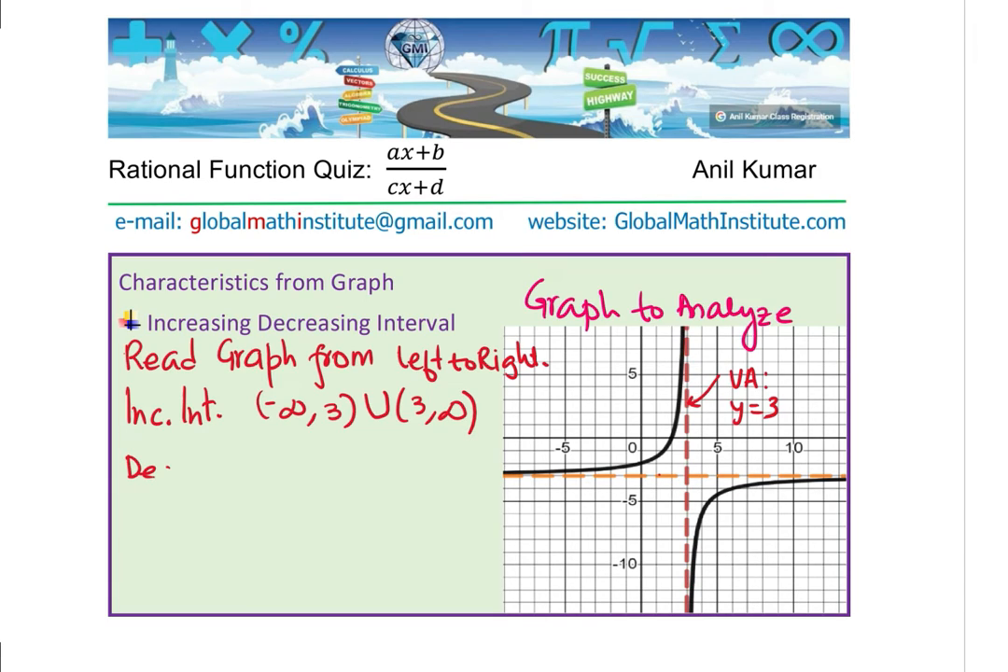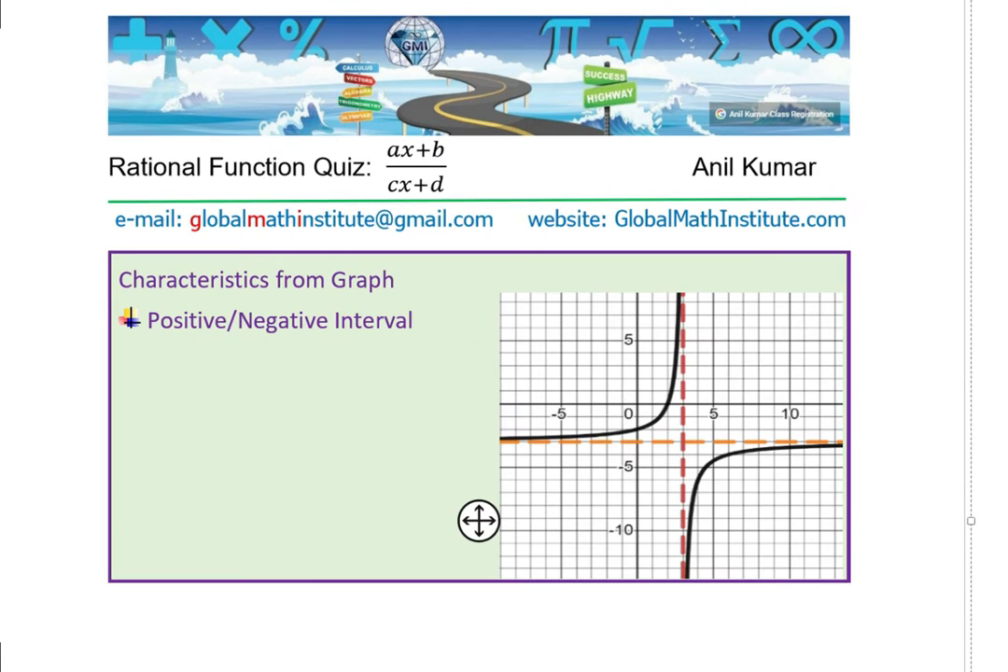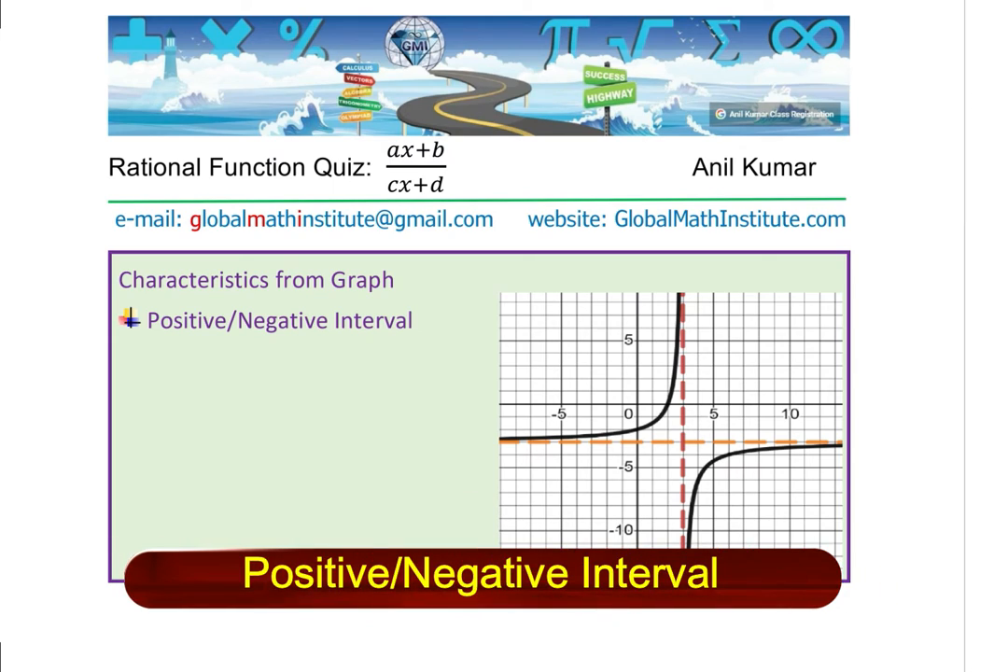And how about decreasing interval? None. So you will notice that these type of graphs are always increasing or always decreasing, except for the restriction, of course, which is because of the vertical asymptote.